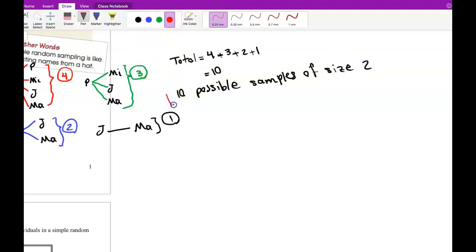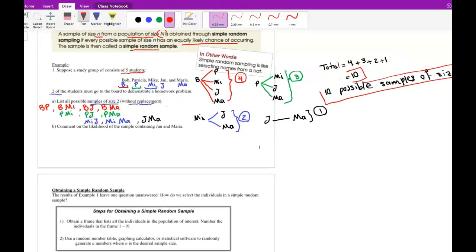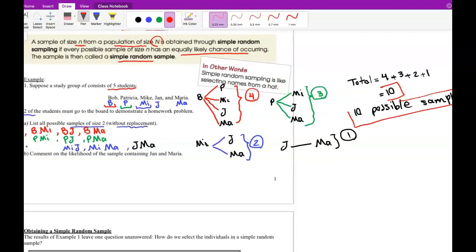Okay, so we have 10 possible samples of size 2. Then part B, comment on the likelihood of a sample containing Jane and Maria. From this part, we already know that we had only one possible sample for these two, so that is the answer. We only have one possible sample, and that means a 1 in 10 chance.